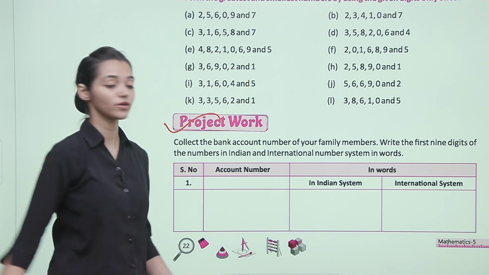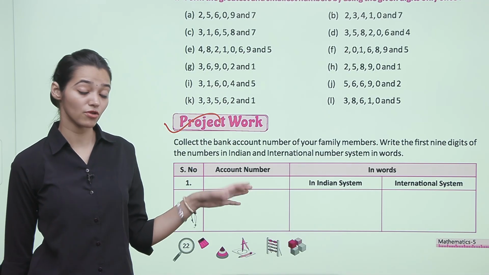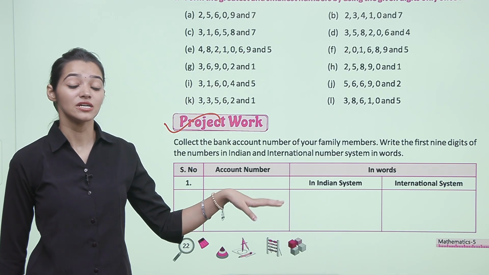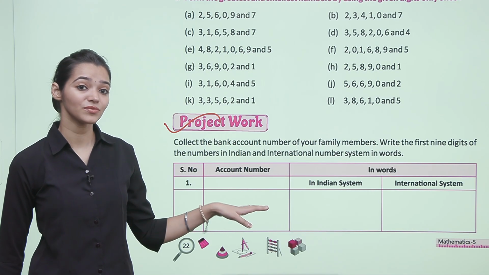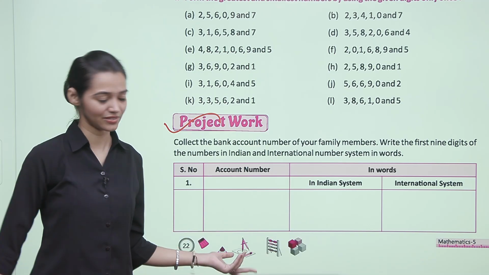Now let's look at the project work. You have to complete the bank account numbers of your family members, and we first write the 9 digits of the numbers in the Indian system and then in the international system.